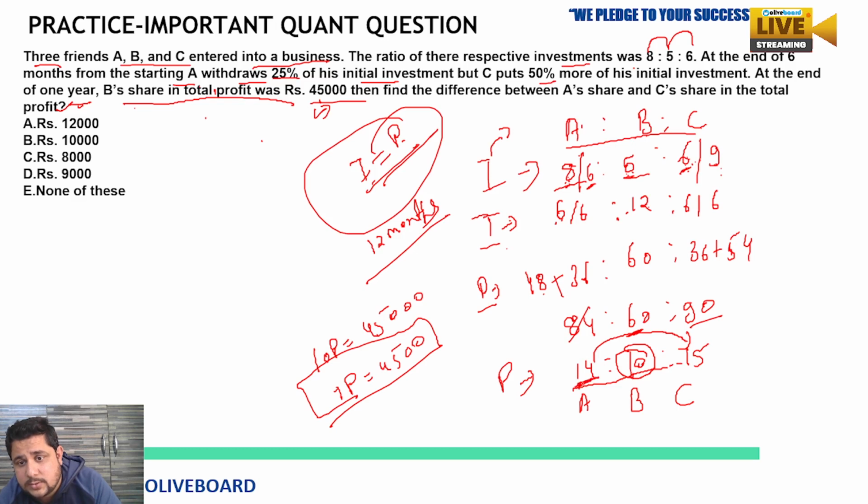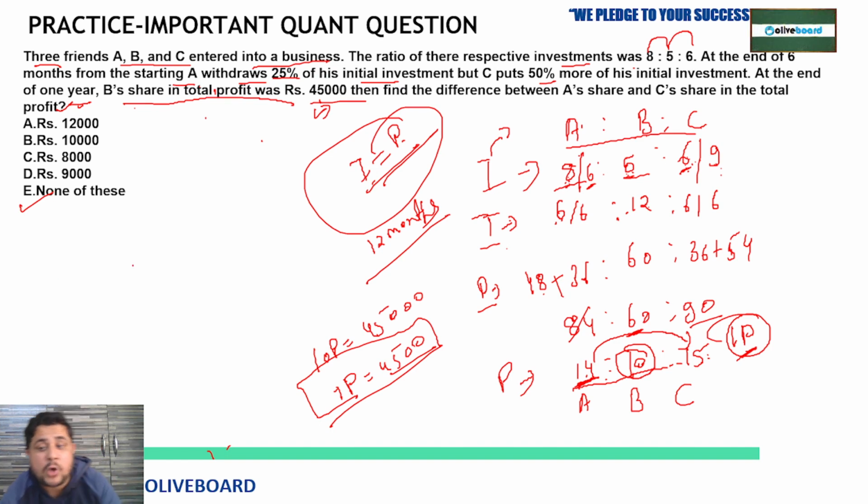So A's share and C's share, their difference, if you see in the ratio, 14 and 15, means equal to one part only. And one part is equal to how much? 4,500. So is this given in the options? No. So option E, none of these, will be the correct answer. Remember, we have not calculated the share of A or the share of C. We just checked their difference. 14 to 15 means equal to one part.